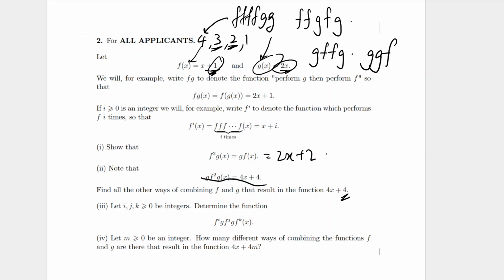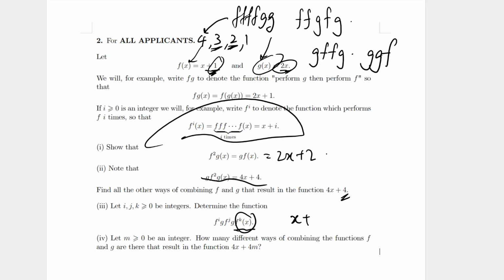All right, let's do part 3 then. Let i, j, k greater or equal to 0 be integers. Determine the function. Oh, that is interesting. So we just have to do it, right? So f to the k of x, what is that? Well, that's in the example. That is just x plus k. Then I do g on that.